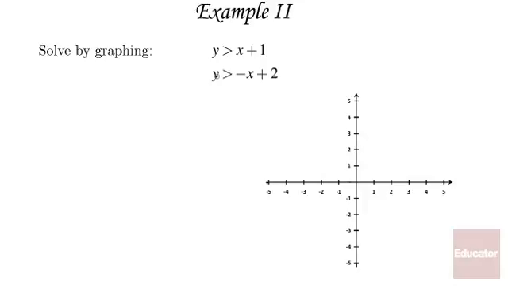Again, a system of inequalities, starting with the first one. y is greater than x plus 1. The corresponding linear equation is y equals x plus 1. The y-intercept is 1, and the slope is 1. So increase y by 1, increase x by 1. Increase y by 1, increase x by 1. And this is also going to be a dashed line, since it is a strict inequality, this boundary line is not part of the solution set.